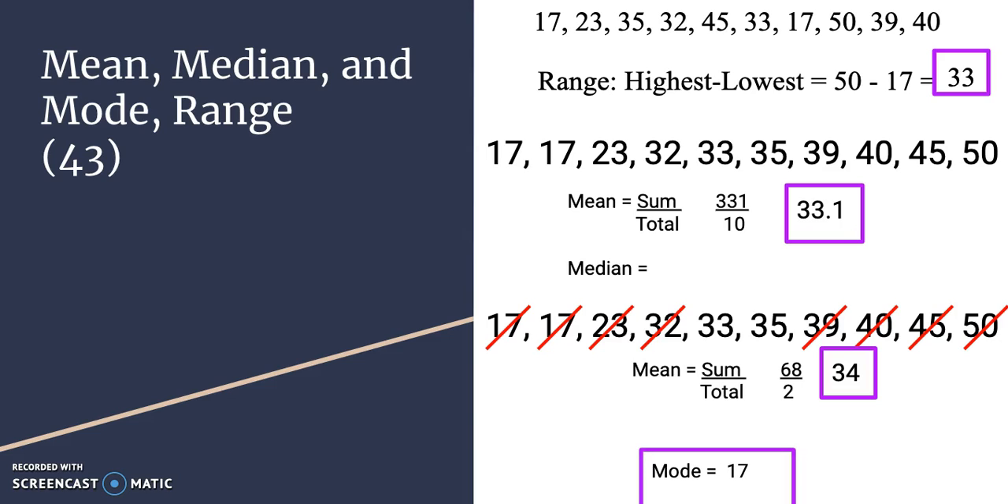The last one is just a definition. So mode is the number that occurs the most. For this one, again, it's really beneficial to put them from least to greatest because then you can see if you have any repeating numbers. In this case, 17 is the only repeating number. Everything else only occurs once. So my mode, my number that occurs the most, is 17.